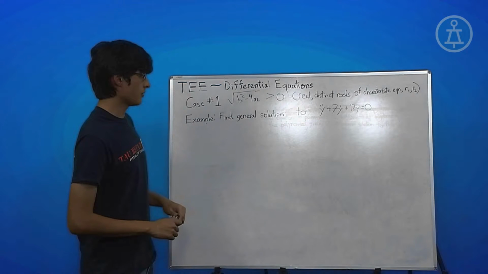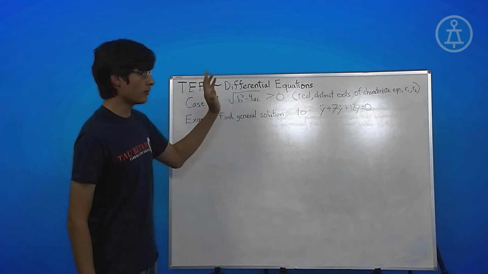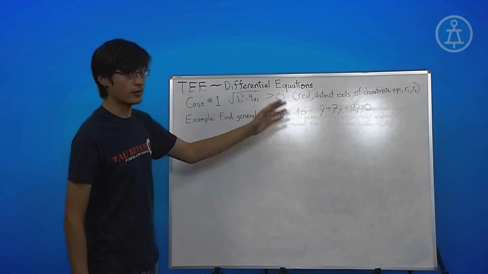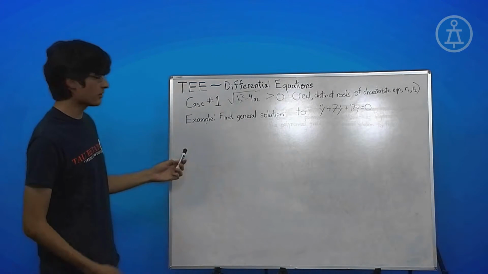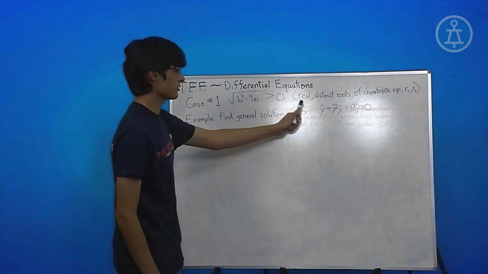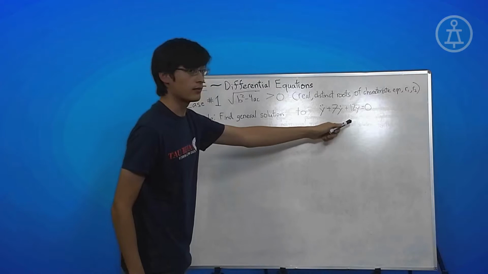So, just to reiterate, basically we want to consider the characteristic equation that yields real distinct roots, which we can call r1 and r2. For this case, we'll consider the example where we're asked to find the general solution to the differential equation y double dot plus 7y dot plus 12y, which is all equal to 0.